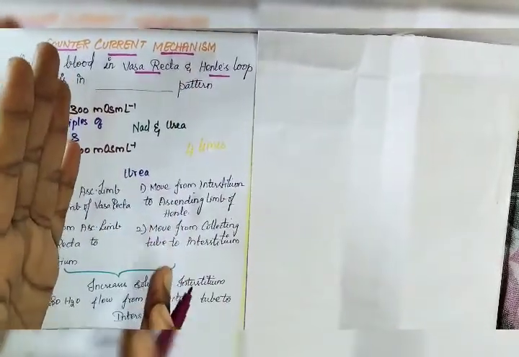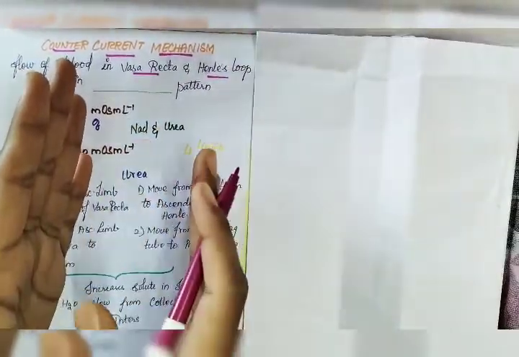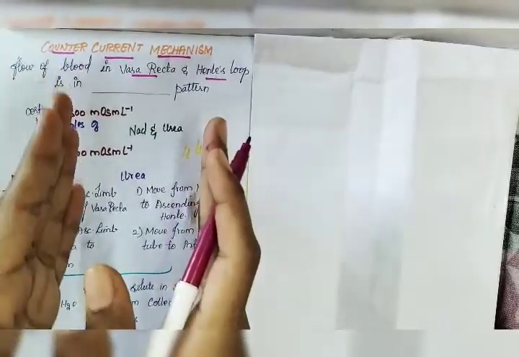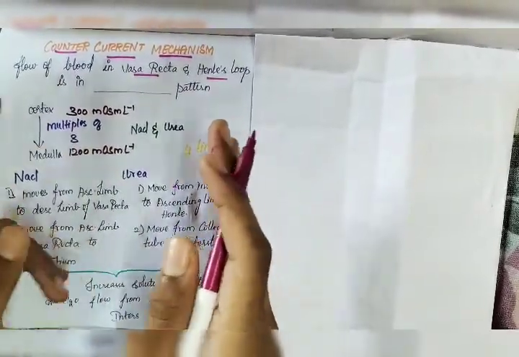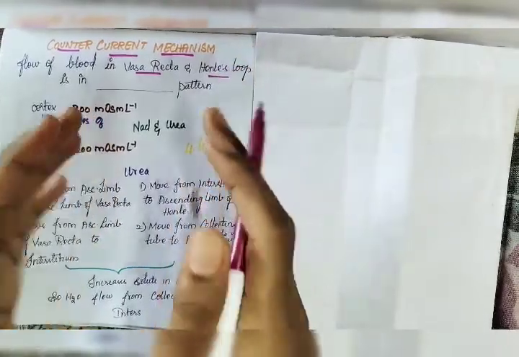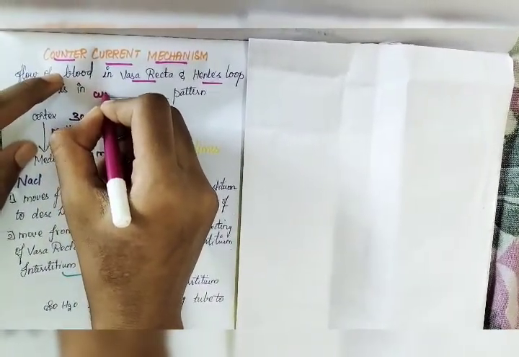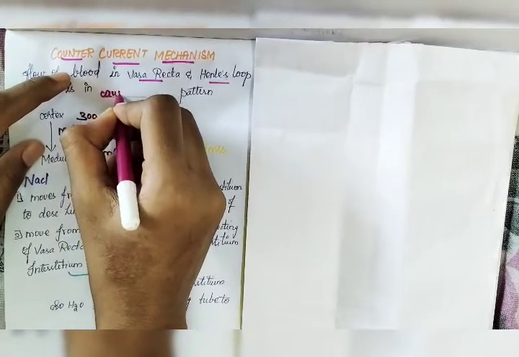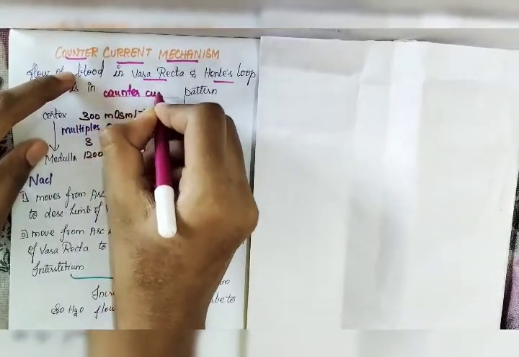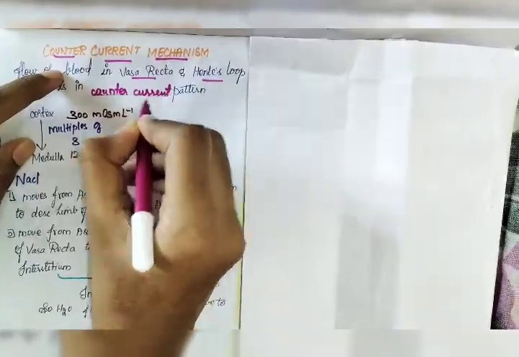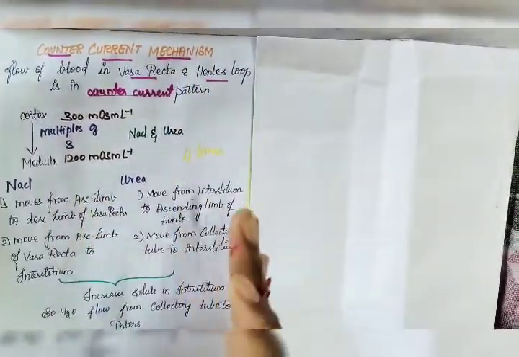Ascending means the flow of filtrate in the upward direction. Descending means the flow of filtrate in the downward direction. So they are opposite, so that they are arranged in a countercurrent manner. Countercurrent manner, that is, opposite direction.